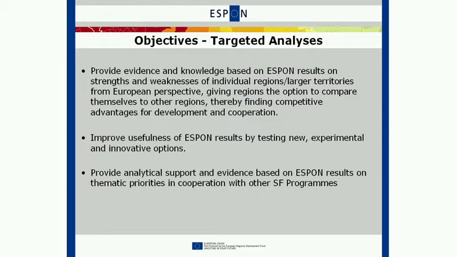And the objective of these projects was to provide, as Priority 1 projects also did, evidence and knowledge by making use of ESPON results, but looking concretely at specific regions, sometimes also cities or larger territories, maybe macro regions, from a European perspective. And by doing that, giving these regions or cities the possibility to actually learn something new about their situation compared to other regions. And by getting the results of this research, also maybe finding some competitive advantages for developing further strategies for their development.